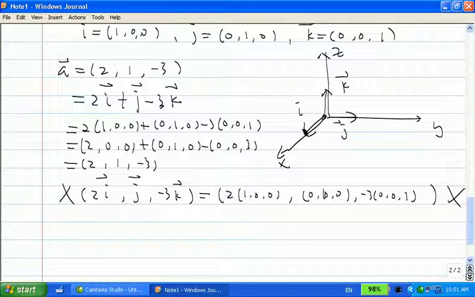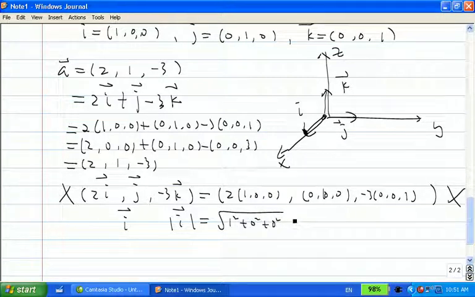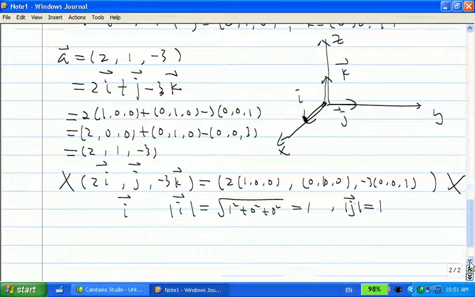Okay, another topic is to find a unit vector. A lot of cases we need this. First of all, what about the special vector i? What is the magnitude? Square root of 1 squared plus 0 squared plus 0 squared gives you 1. The special vector j also has magnitude 1.